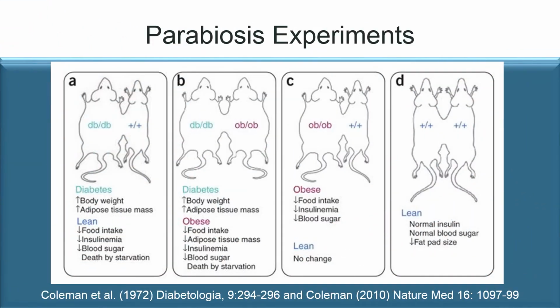So Doug Coleman and colleagues in the early 1970s conducted a series of experiments in which they used parabiosis to examine the effect of the two animal models. Doug Coleman was studying the diabetes gene, and he was wondering if that animal was actually lacking some kind of protein that a normal animal would have.